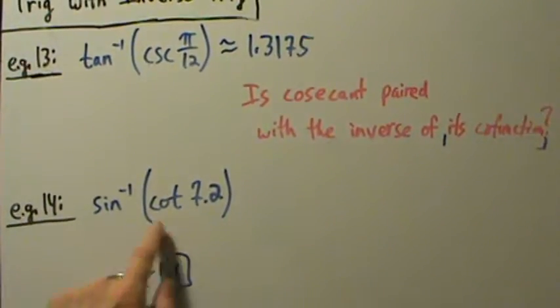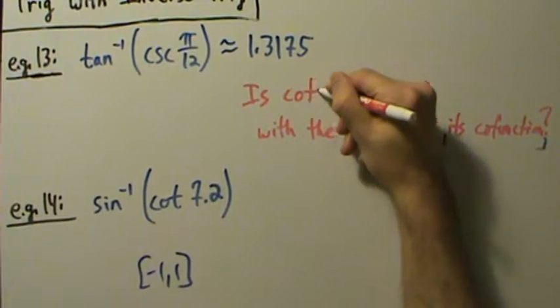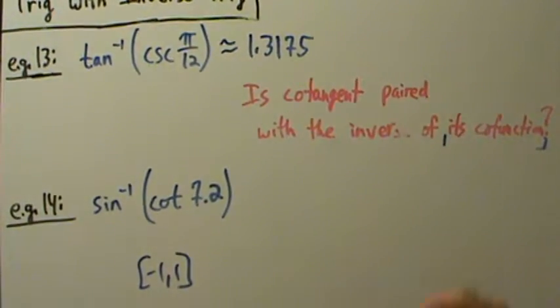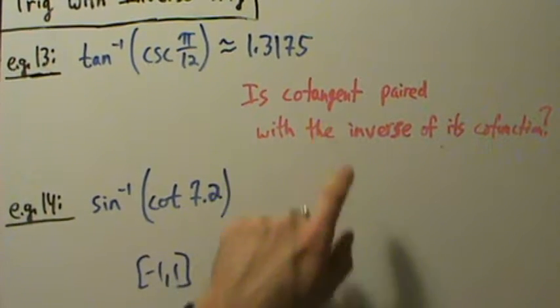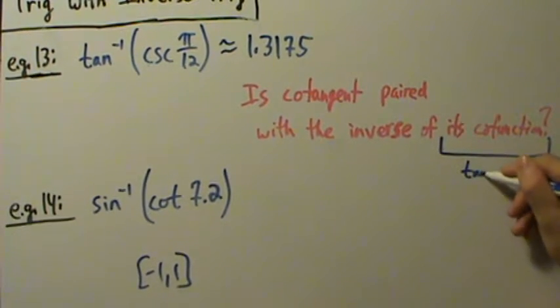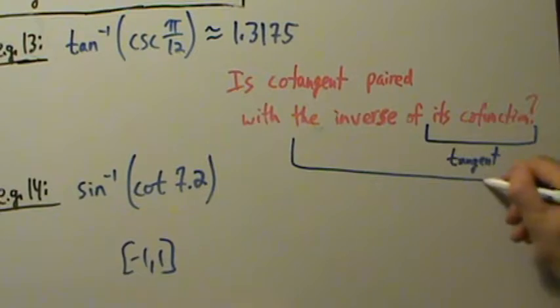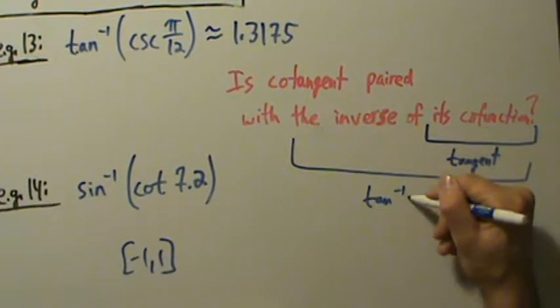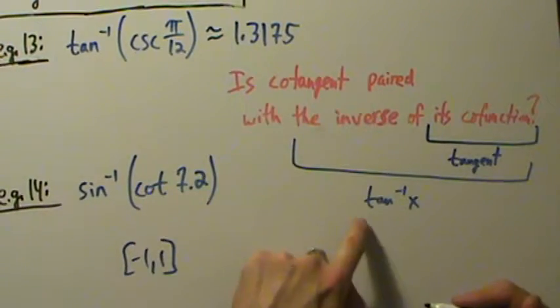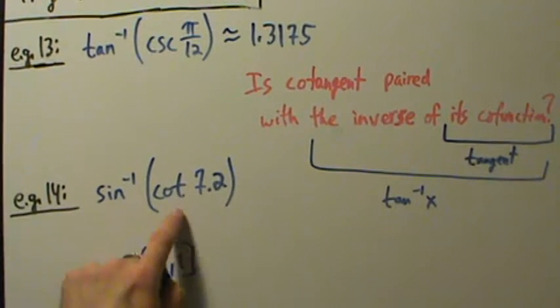What's the function? The function is cotangent, so what we want to do is ask ourselves, is cotangent paired with the inverse of its cofunction? What is the cofunction for cotangent? The cofunction is tangent. What is the inverse of tangent? It's tangent inverse. Is cotangent paired with tangent inverse? No, cotangent is paired with inverse sine. So cotangent is not paired with inverse tangent. Cotangent is paired with inverse sine.